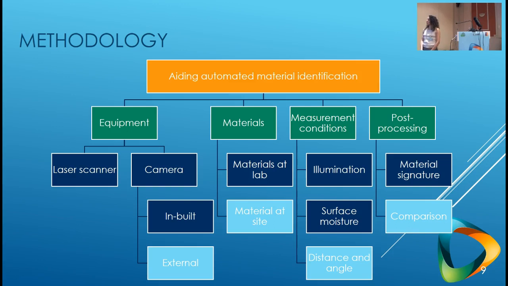Measurement conditions, the things that we think affect the intensity distributions. So we used different illumination conditions and surface moisture conditions, but we have not changed the distance and angle of the measurements for our current tests in this paper. For post-processing, we identified some material signatures for the samples that we tested, but we have not currently compared with a similar type of material from the job site or from other samples to see if the signatures match with each other or not.